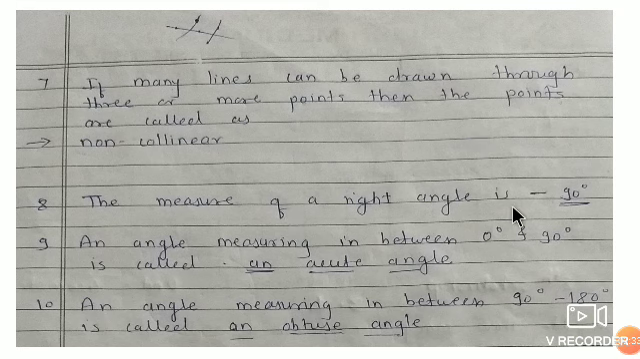The measure of a right angle is 90 degrees. This question is very easy. You have learnt it from the 4th standard. An angle measuring in between 0 degrees and 90 degrees is called an acute angle. An angle measuring in between 90 degrees and 180 degrees is called an obtuse angle.